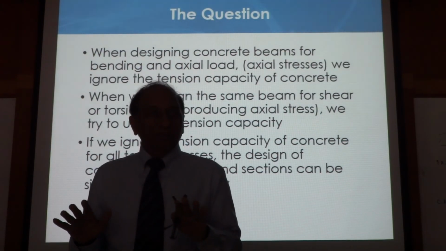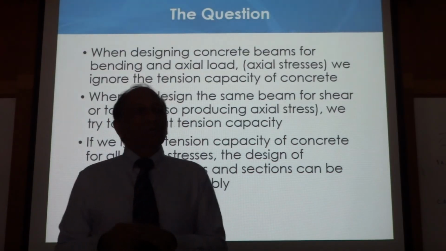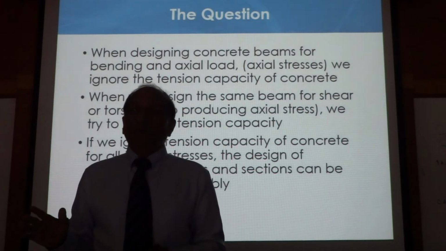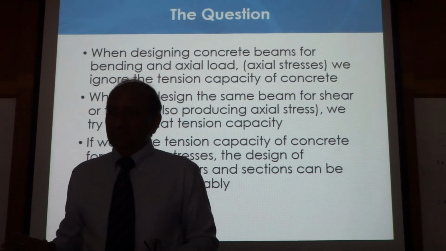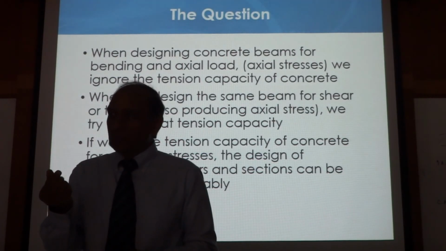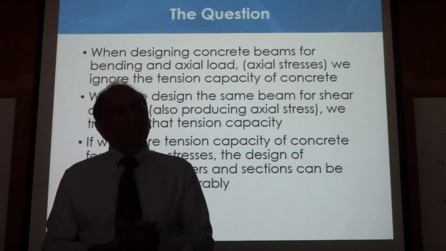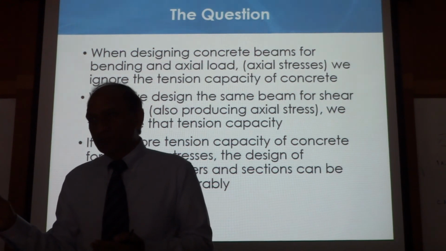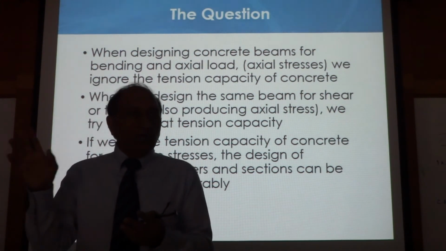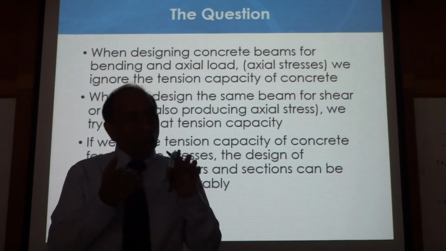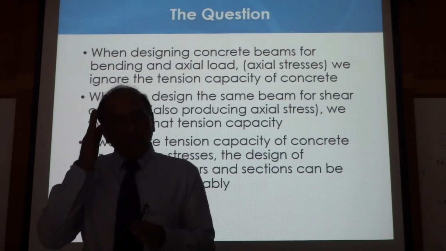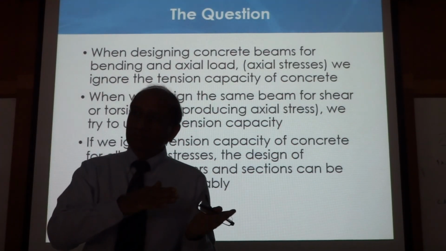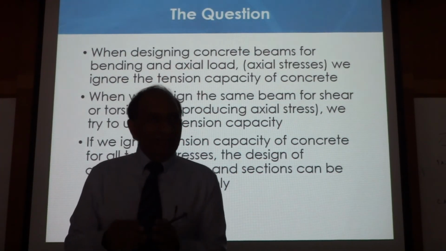So let's make a uniform criteria, and we say ignore all concrete which is in tension, because it's very small anyway. So that means all of the concrete in a beam which is in tension is effectively removed from calculation, and all of the concrete which is in compression, we only keep that part, and all of the tension is given to steel, all of the compression given to concrete. Do we all agree on that?